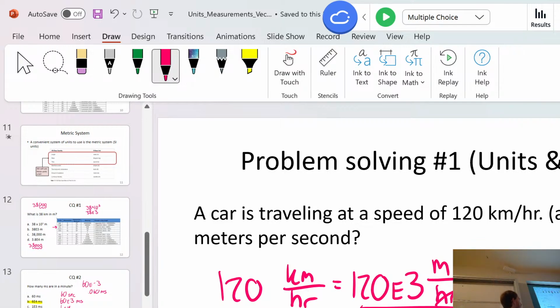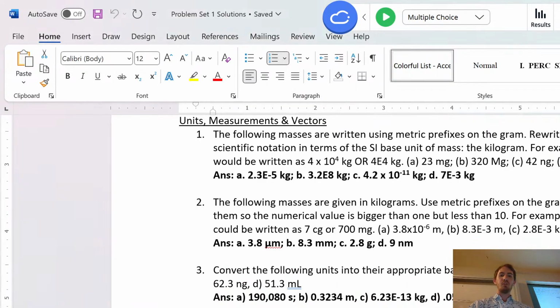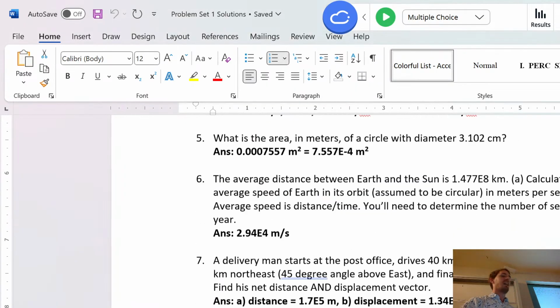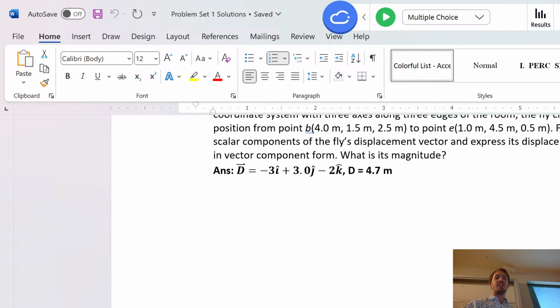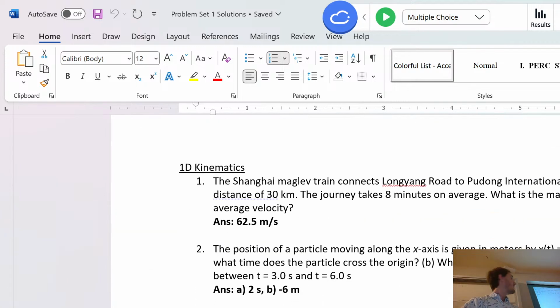So converting units, something very important. It's hit or miss. Let's just quickly peruse through these problems. Obviously in the first set, you're going to have to do that. But let's look at future sets. First problem here is in kilometers. So this is for 1D kinematics. You're going to have to convert that to meters.